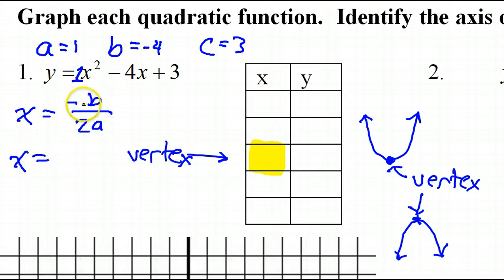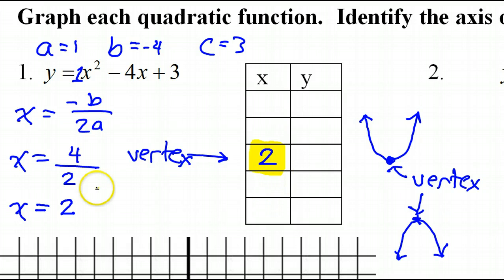And notice how I read this. I don't say -b, I say the opposite of b. So if b is -4, the opposite of b is +4. And over 2a, well, a is just 1, so 2a is just 2 times 1, which is 2. So I've got 4 divided by 2, so x is equal to 2. Now this is two things. This is the x coordinate of the vertex, so I'm going to go ahead and put 2 right in the middle of my graph. But this is also the axis of symmetry.